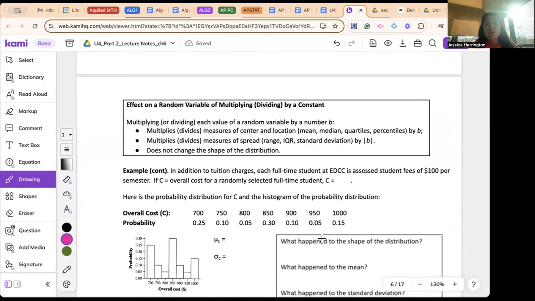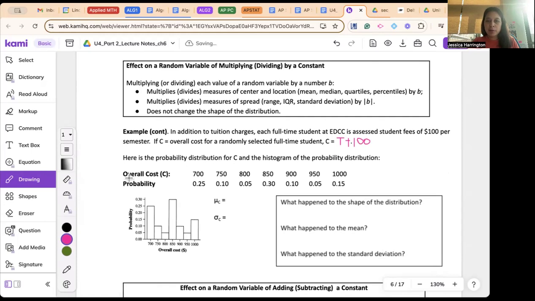In addition to tuition charges, each full-time student at EDCC is assessed student fees of $100 per semester. So everyone pays an extra $100 for student fees. So if C is the overall cost for a randomly selected full-time student, you would take your tuition, right? And then you would add $100. So your tuition, add that $100 fee. So now let's keep it moving.